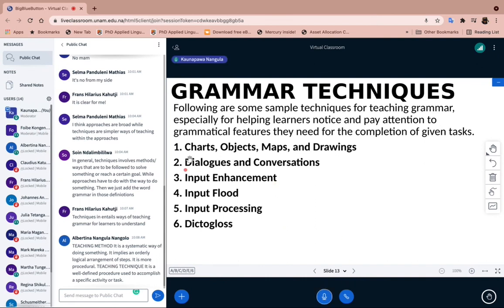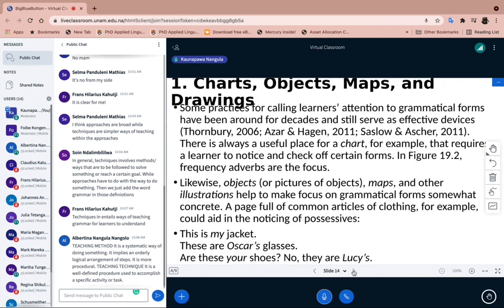And then we have got, the first technique is charts, objects, maps, and drawings. And then the next one is dialogues and conversations. And then we've got input enhancement, input flood, input processing, and dictogloss. All right. So what do we have? How are we doing on time? I think we can go through that.